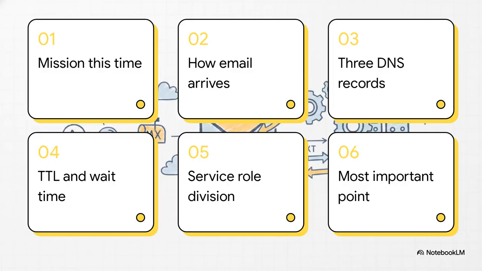Here is our quick roadmap. First, our mission this time. Then, how email arrives. Next, the 3 DNS records. After that, TTL and wait time, service role division, and finally, the most important point. Let's get right into it.